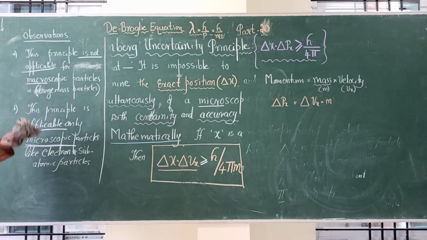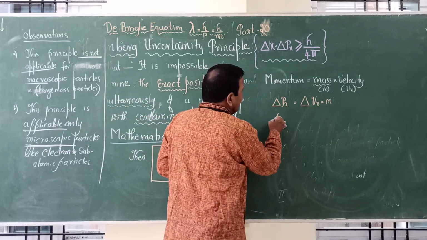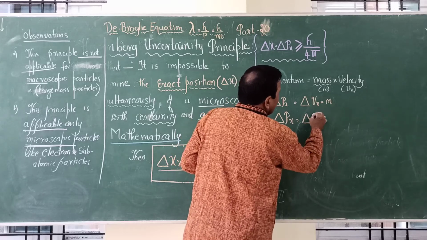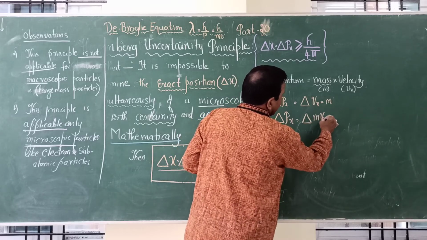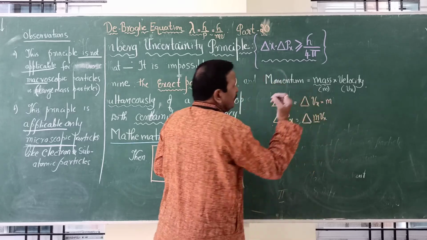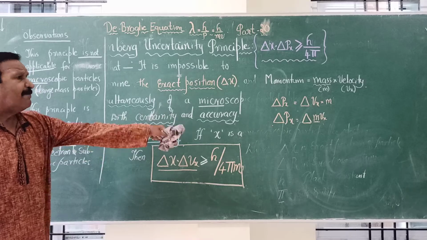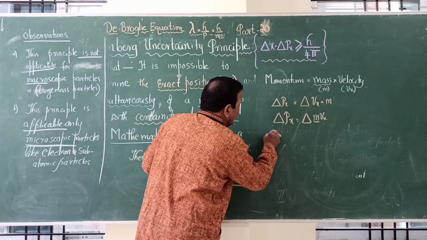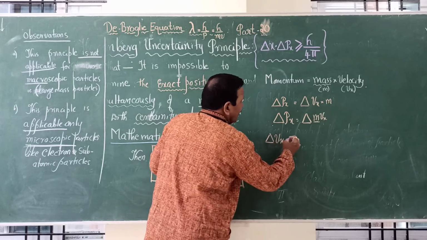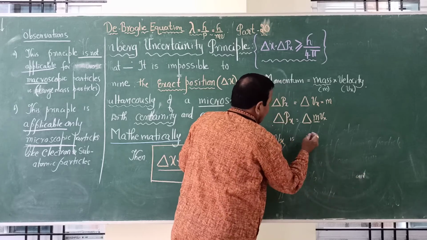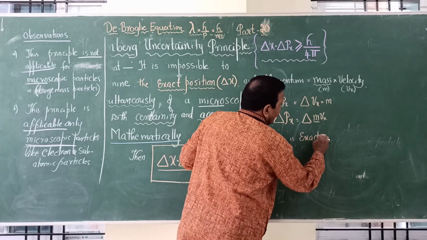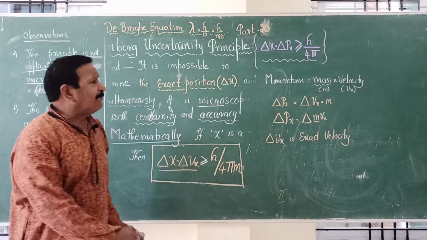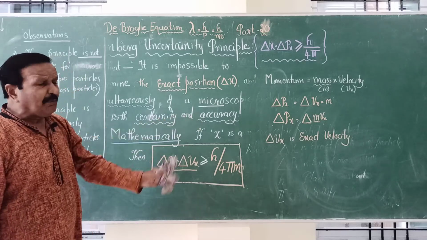And if you are going to confuse it with this, delta Px will be equal to delta m into Vx. Okay, m being constant, because it is the mass of the particle, it can be taken to that side, and the change in velocity remains as it is, where delta Vx is the exact velocity and delta x will be the exact position.